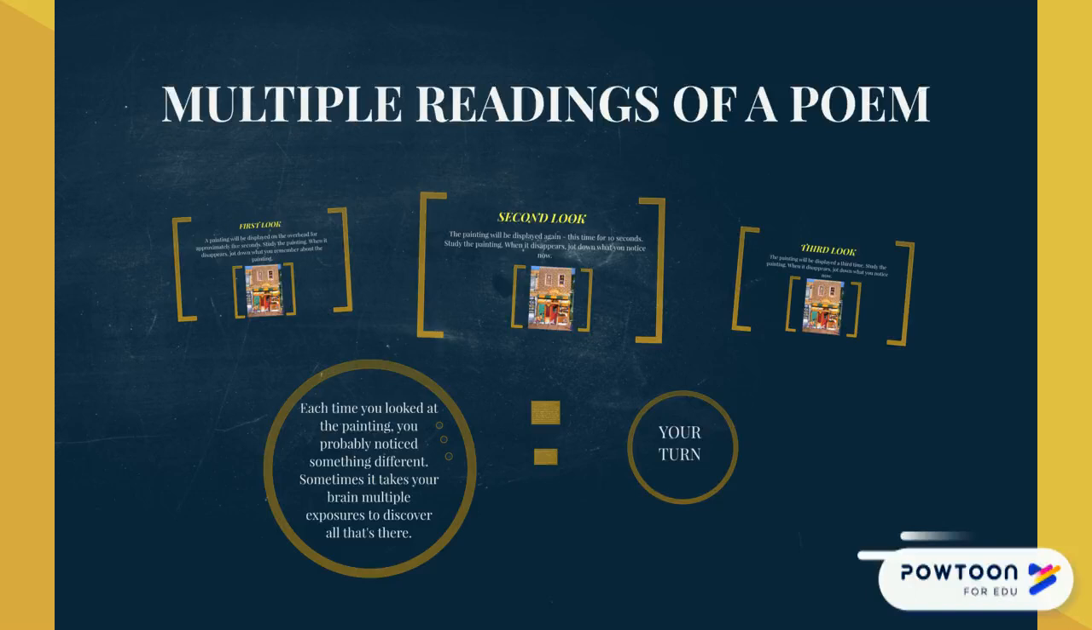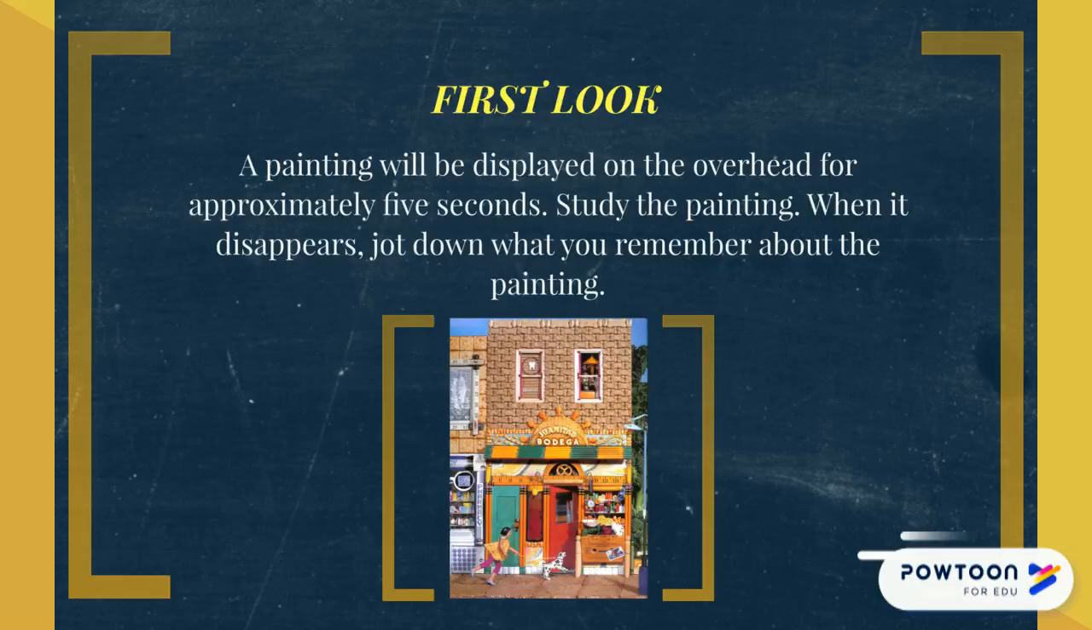Today I'm going to review with you the multiple readings method for analyzing poetry. A painting will be displayed for approximately 5 seconds. Study the painting. When it disappears, jot down what you remember about the painting. Don't cheat by pausing the video.